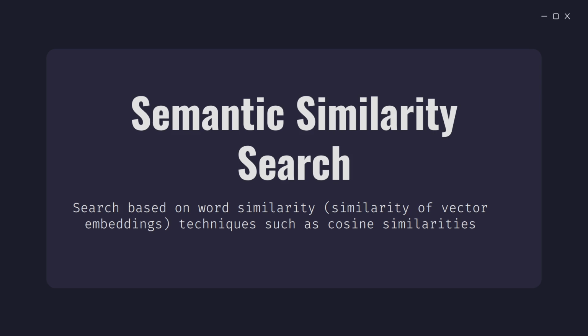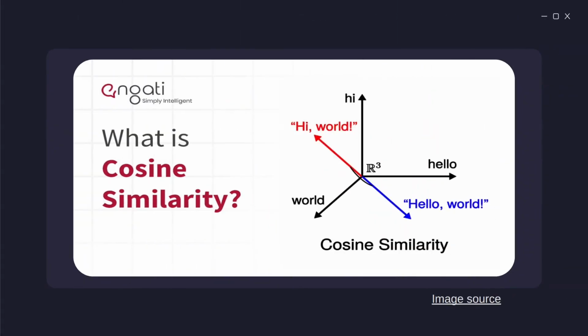There are different techniques used to find such similarity between two vector embeddings. One of them is cosine similarity. I got this image from online, from Simply Intelligent, so that's the resource where I got the image from, credit to them. So basically, that's how you can use cosine similarity to perform semantic similarity between two words or more.